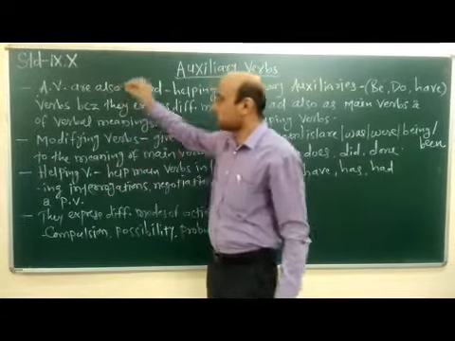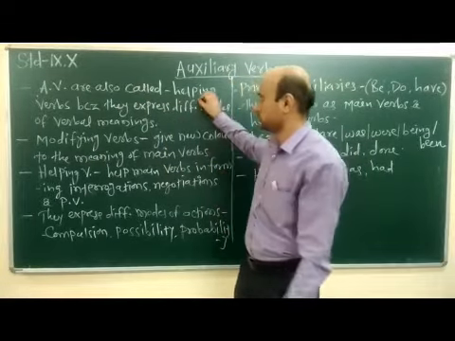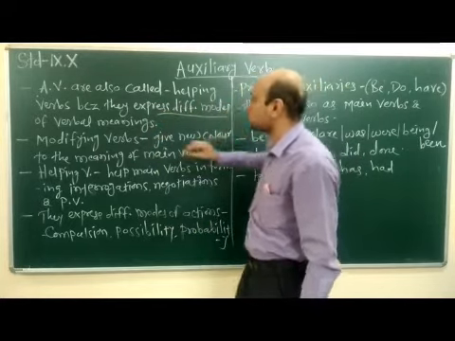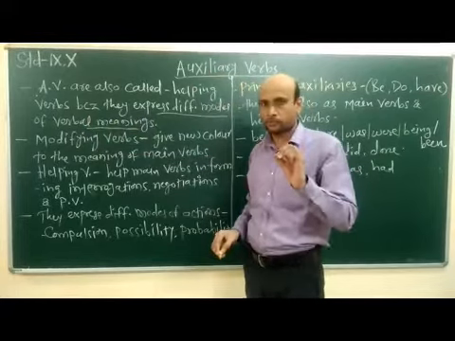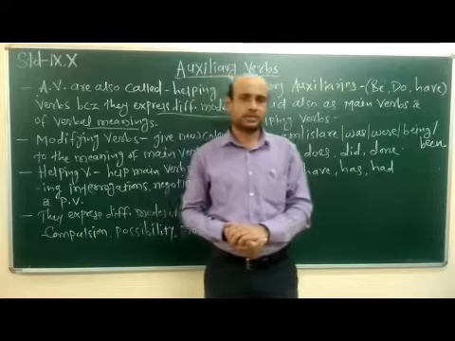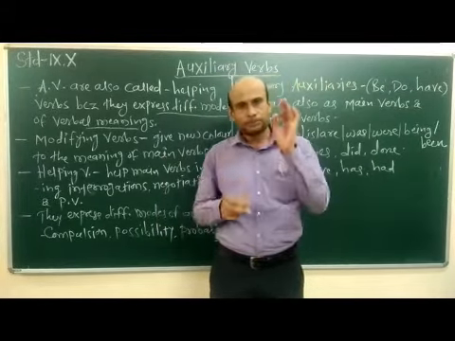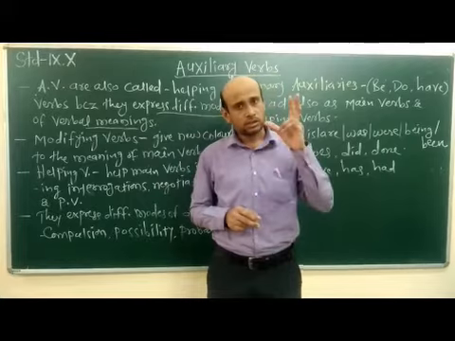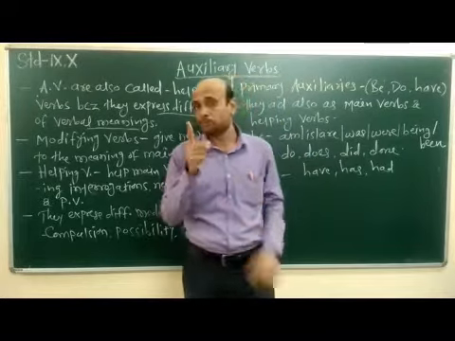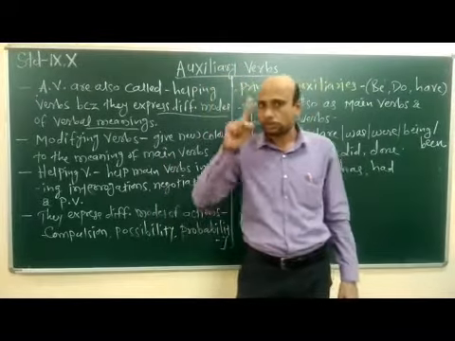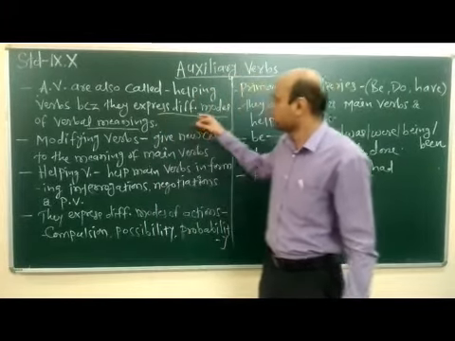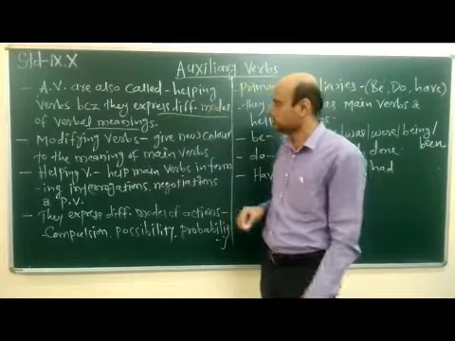Auxiliary verbs are also called helping verbs. Why? Because they express different modes of verbal meanings. That is why they are also called helping verbs. And we also know that especially primary auxiliaries can function as the main verb also, along with helping verbs. I am talking about primary auxiliaries, not modal auxiliaries. Am I clear? They express different modes of verbal meanings.